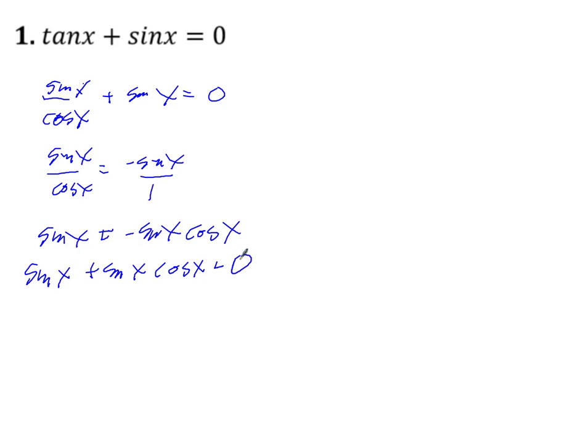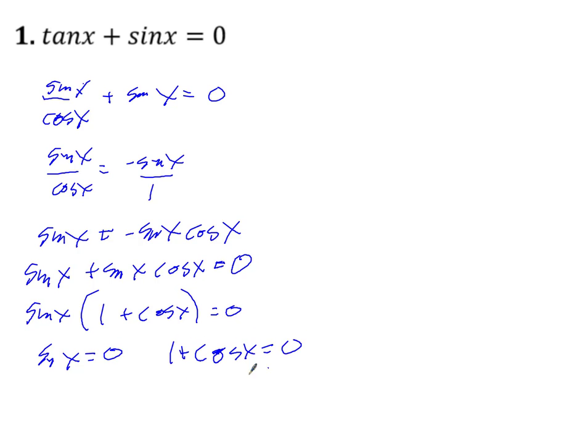We've seen equations like this before. I'm going to factor out sine of x, and now I set each of my equations equal to 0. Sine of x equals 0, that's my y values. So where does that happen? It happens here and happens here. So this generates two solutions, 0 and pi.